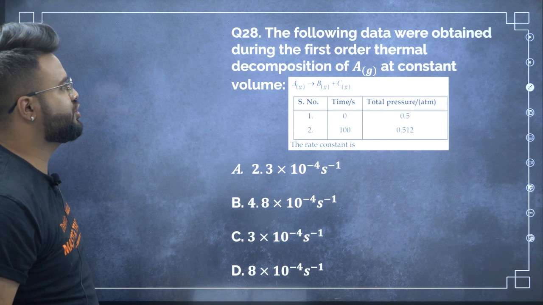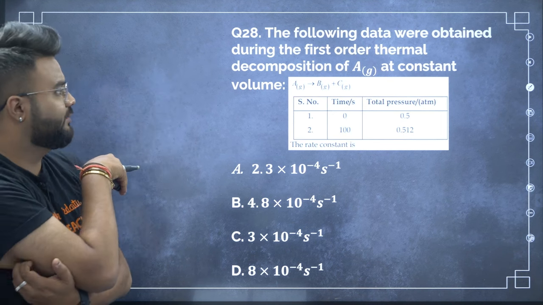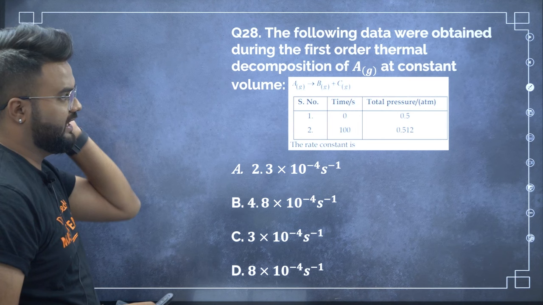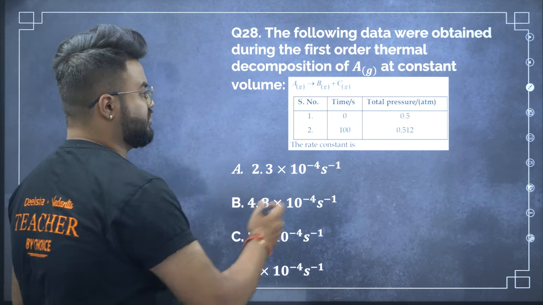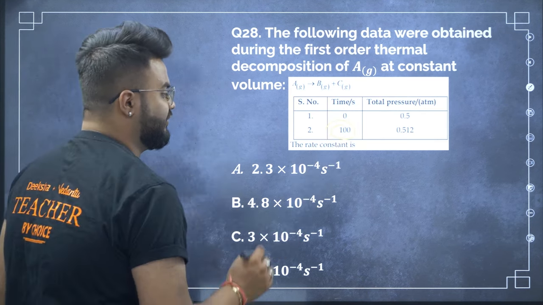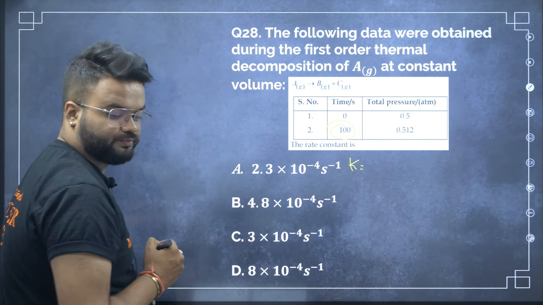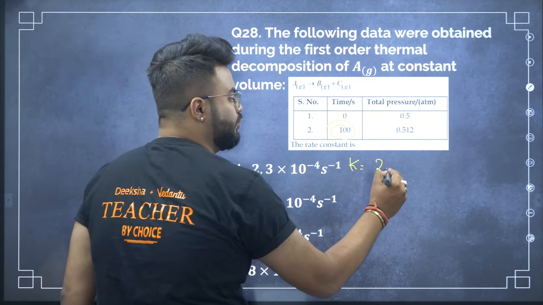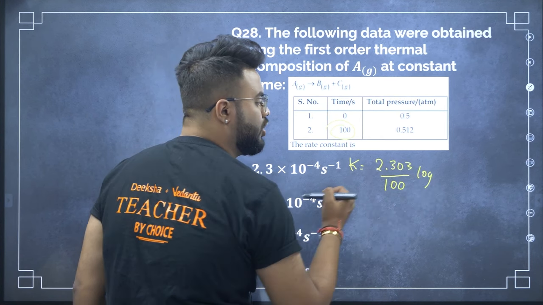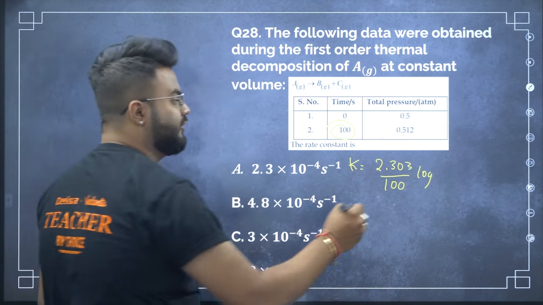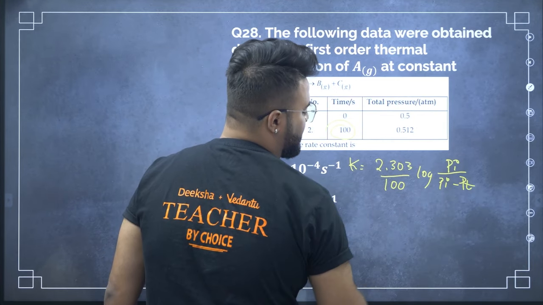Now coming back to question number 28, the following data were obtained during the first order thermal decomposition of a gas at constant volume. So what will you be using? They have already given time as 100. Therefore, directly substitute in the formula, that is K is equal to 2.303 divided by 100 into log of initial Pi minus Pt. Clear?